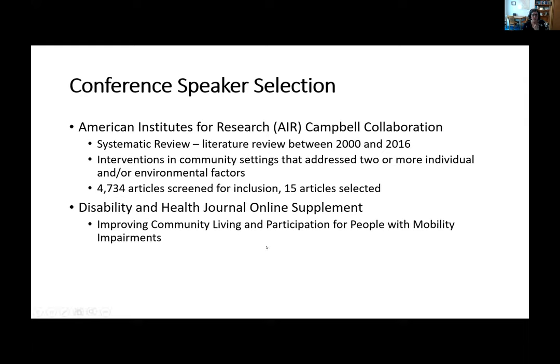Additionally, the PICL sponsored specifically an SOS, or State of the Science, Disability and Health Journal online supplement regarding community participation. And the other two speakers today, Lily Greiman and Dr. Jean Hall, will be talking about their research that was covered in that online supplement. And just a quick shout out, that should be hitting the community very soon. So look out for that special supplement.